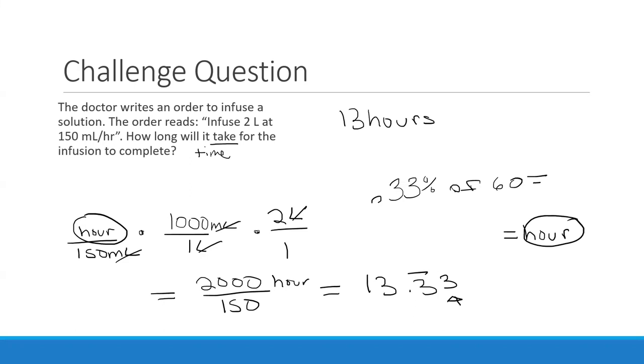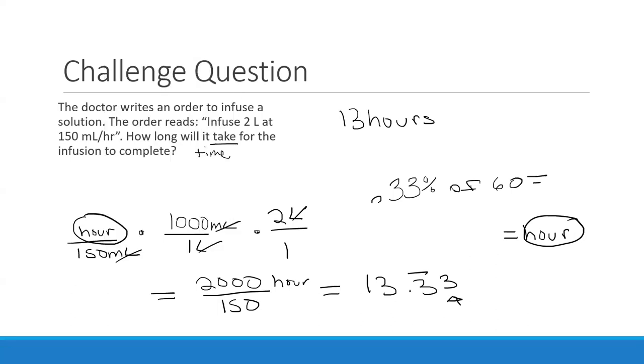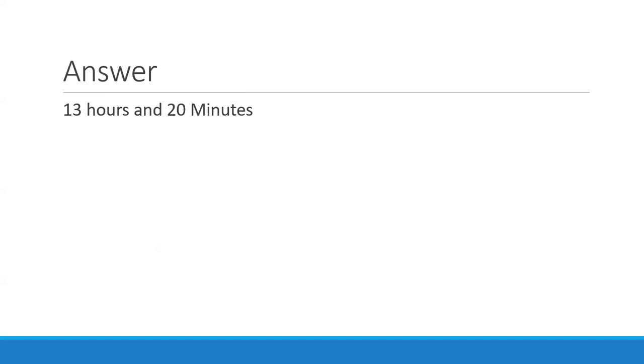So finding our percentage, we are going to do 0.33 times 60, which gives us 19.8. So that's going to go ahead and round up to 20 minutes. And 20 minutes. And that's the answer to it.